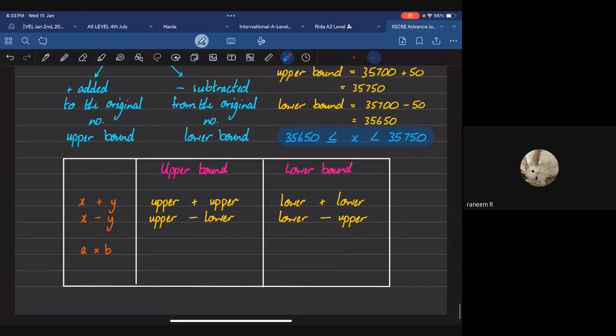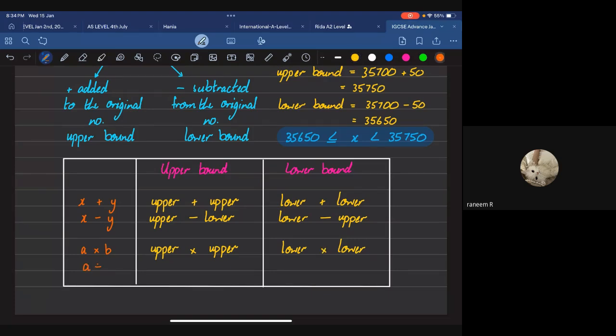So when you're multiplying together, obviously it's the same thing. You multiply upper with upper in order to get a larger number. You're simply going to multiply with a larger number. The same thing goes with the smaller, lower number as well. Both lower numbers will be taken and multiplied. Same scenario for division.